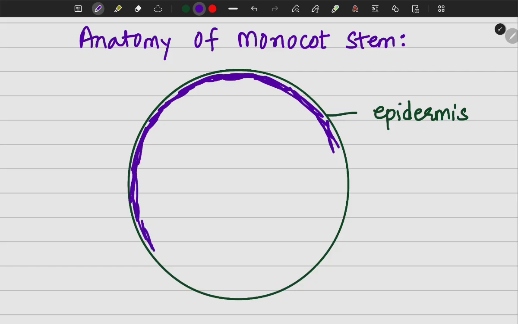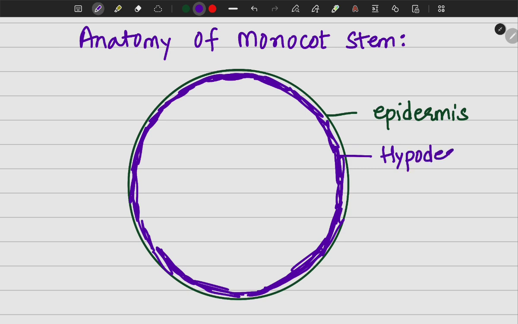The hypodermis here is made up of sclerenchymatous cells, whereas in case of dicot stem it was made of collenchyma, right? So this hypodermis is made up of sclerenchyma. Now the rest of the part is very different from the dicot stem.